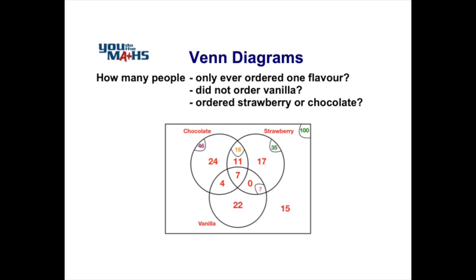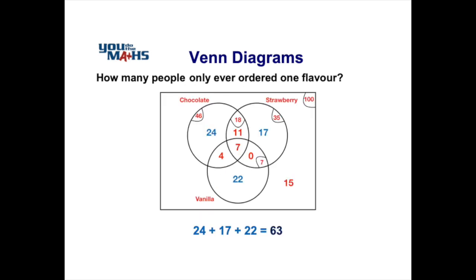So the first question's asking us how many people only ever ordered one flavour. So the keywords are only and one flavour. And if we have a look at the circles, there are 24 people in the chocolate circle that only ever ordered one flavour, 17 in the strawberry circle, and 22 in the vanilla circle. And altogether, that adds up to 63 people.